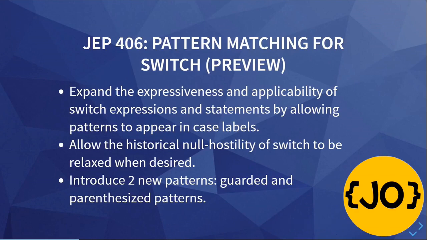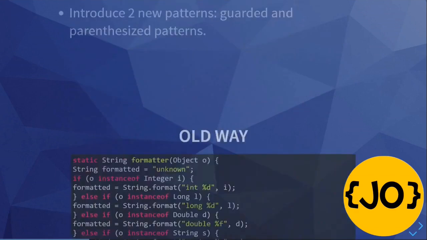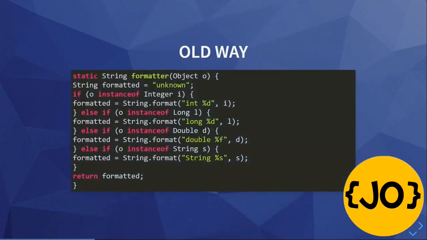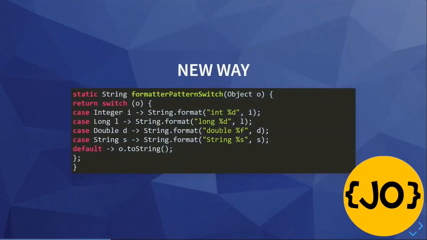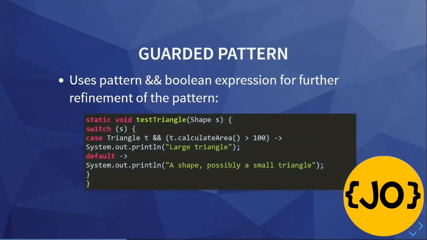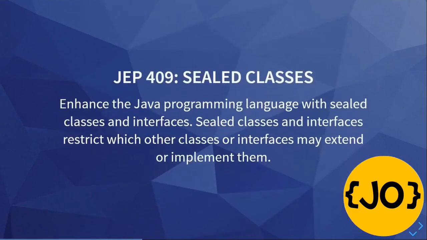So what did it look like previously? If you wanted to check for multiple patterns on an object, you could write a bunch of if-else statements like this. By adding patterns to the switch statement, you could simplify the code like this. Here, Integer i is the pattern. If the pattern is met, if the object is an integer, then i is also the reference to the object. And it's possible to add further refinement to the pattern with a guarded pattern, where you add a Boolean expression after it.